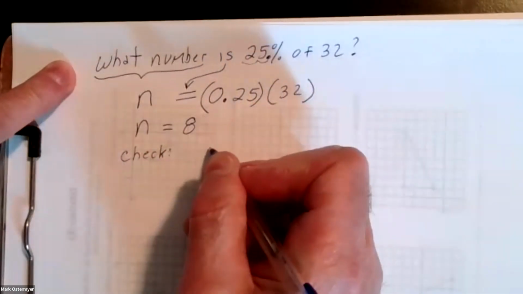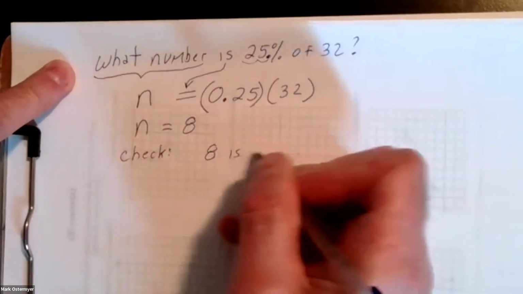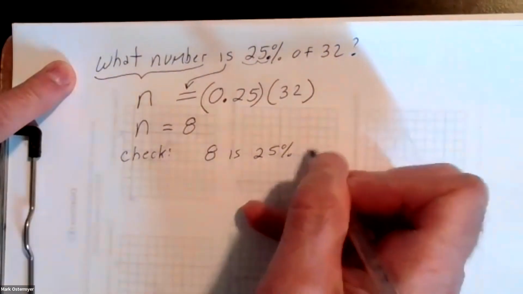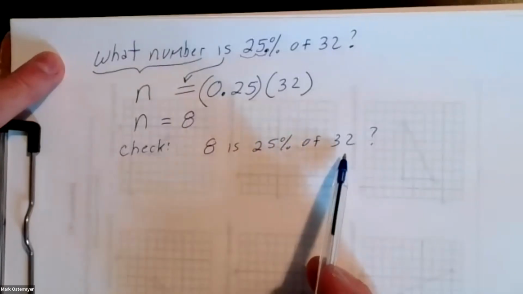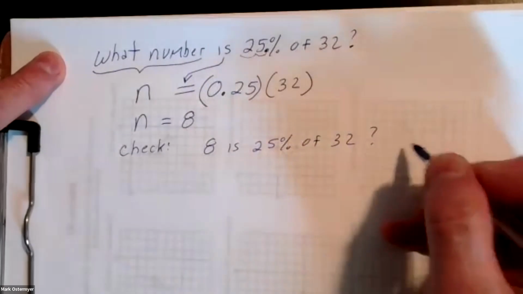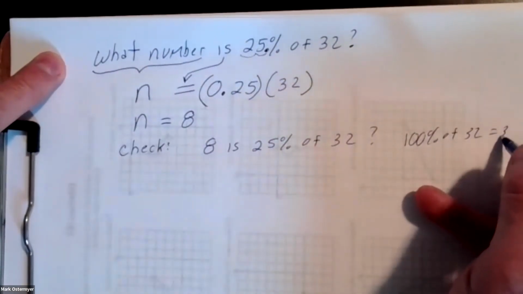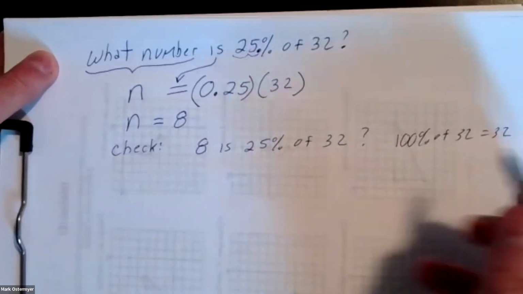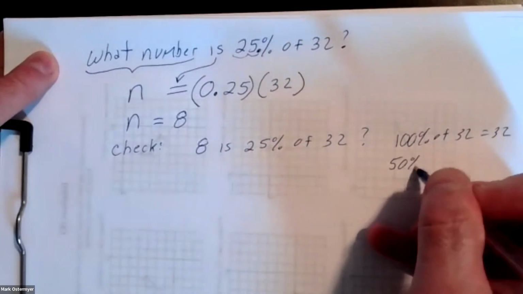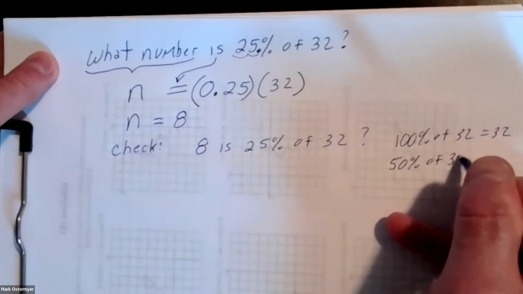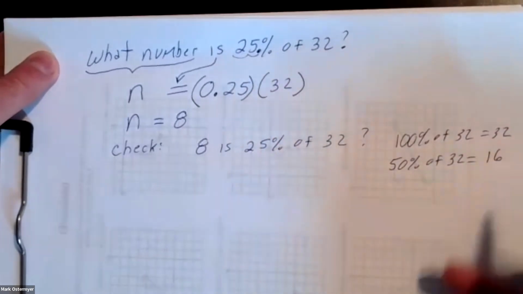Does this seem about right to say that 8 is 25% of 32? Does that seem about right? Well, 100% of 32 would be what? 100% of 32 would equal 32, correct? 50% of 32 would be what? Half of 32, which is 16?